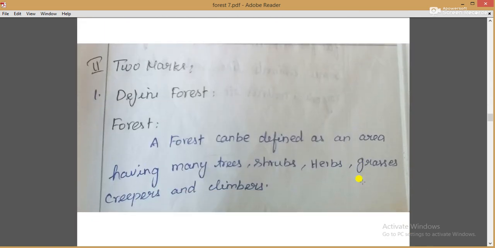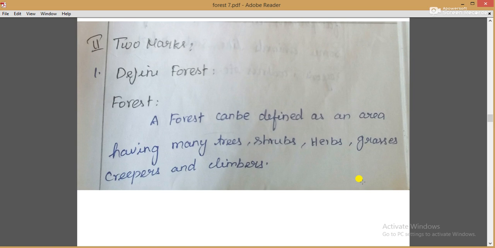Then 2 marks. First one is: define forest. A forest can be defined as an area having many trees, shrubs, herbs, grasses, creepers and climbers. These are what a forest has. First, trees. Trees are taller plants. Then shrubs. Shrubs are short plants with stems of similar size, and shrubs are mostly present in garden areas. Then herbs are also called medicinal plants.